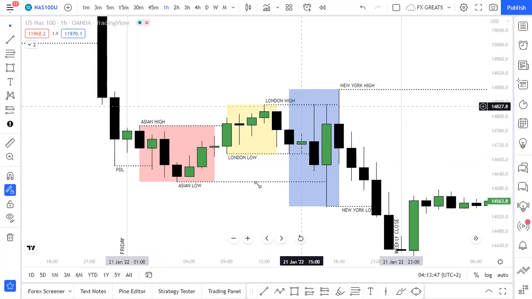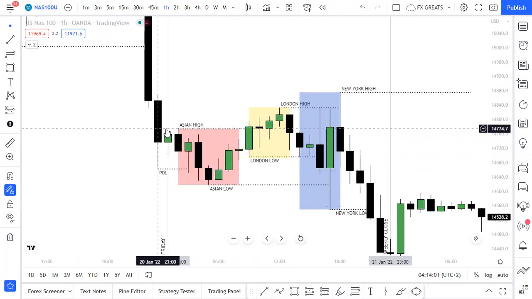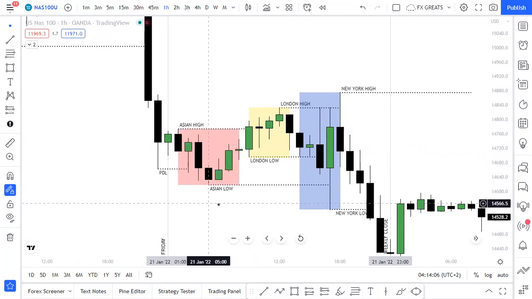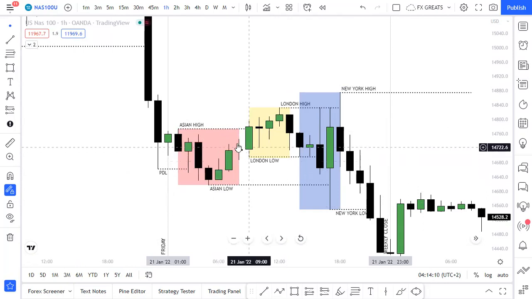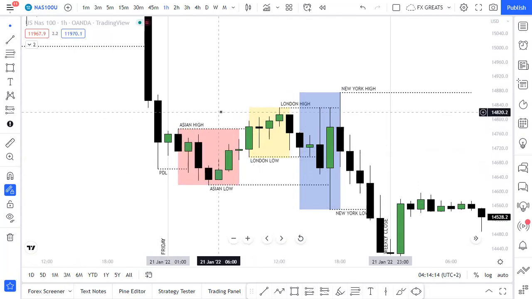Okay. And then the market rallies higher. It comes back and creates an Asian low. And then after creating this Asian low, it rallies up to take that Asian high. As you can see, the Asian high started around 2 and then it ended at 8 o'clock. This was the candlestick at 8. And then it went up to take out liquidity from the Asian high.